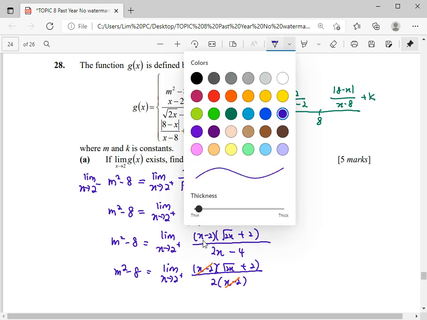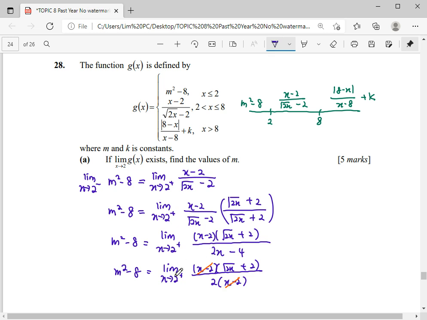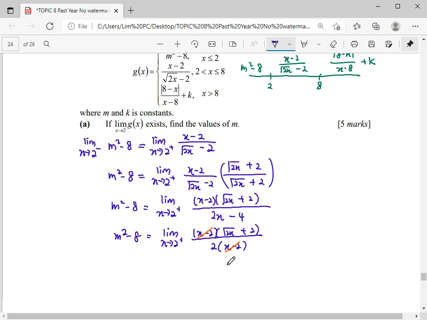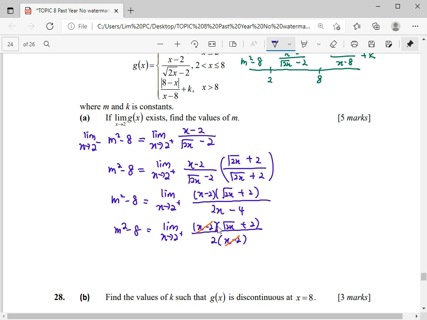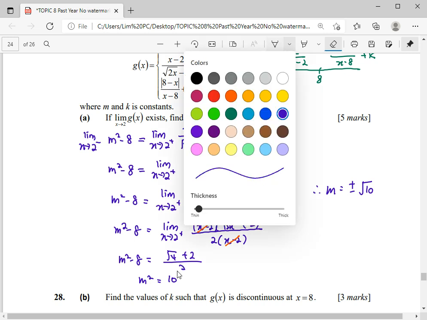So after we simplify our function, we can attempt our limit. Substitute our x equals to 2. It will become (square root of 4, plus 2) over 2. So it will give us m squared minus 8 equals 2, so plus 8, it equals 10. And then we take the square root, it will become positive and negative. So we have two answers here: positive square root of 10 and negative square root of 10.